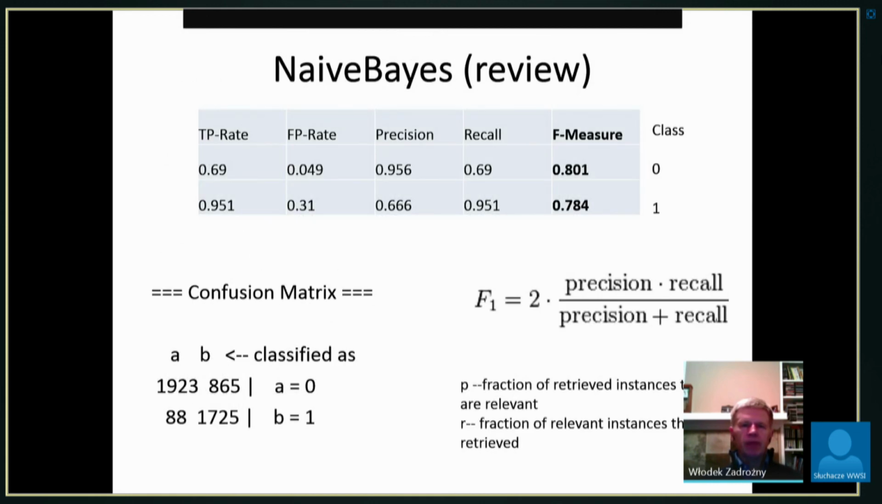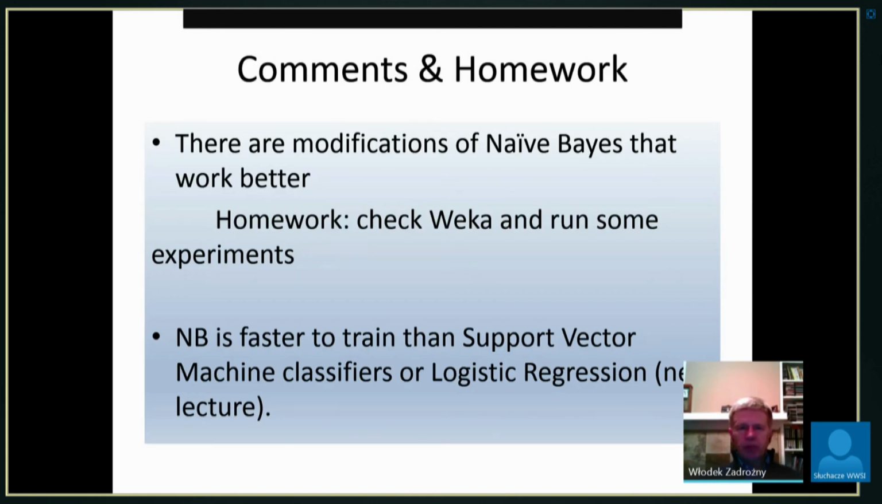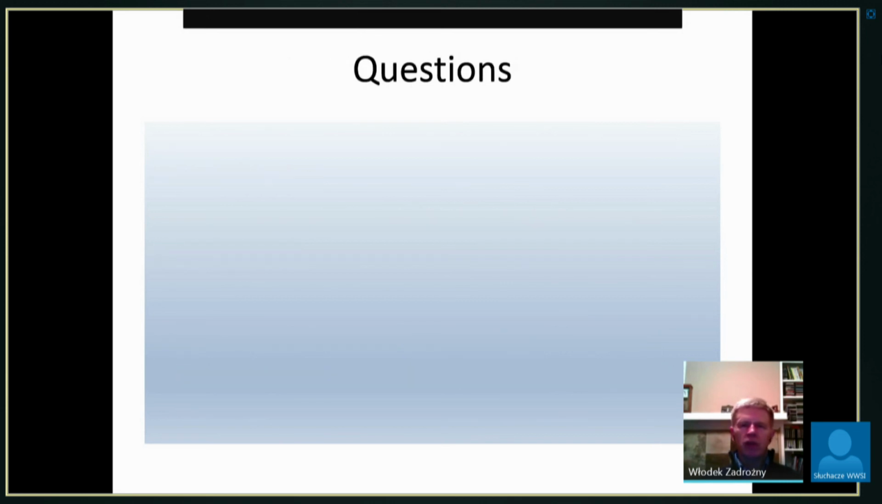A couple of comments. There are modifications of naive Bayes that work better, and they are available in Weka, so you can experiment with them, and that will be your homework. Please run some experiments. The second comment is that naive Bayes is faster to train than support vector machine classifiers or logistic regression classifiers, which will be the topic of the next lecture. If there are any questions, we can open the floor for questions right now.